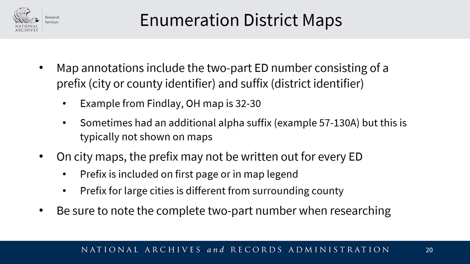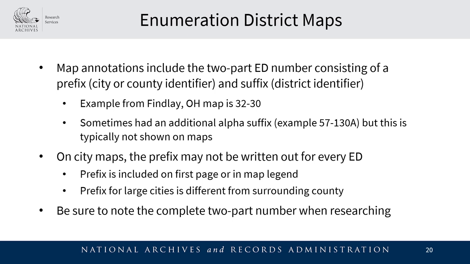As was previously mentioned, enumeration district numbers are comprised of two parts, a prefix for the county or city and a suffix for the district number, such as 32-30 for an enumeration district in Findlay, Ohio. Sometimes district numbers also included an additional alphabetical suffix. Example, 57-130A, which happened when some districts were split. We'll talk more about this later. Typically, these alphabetical suffixes were not shown on the maps.